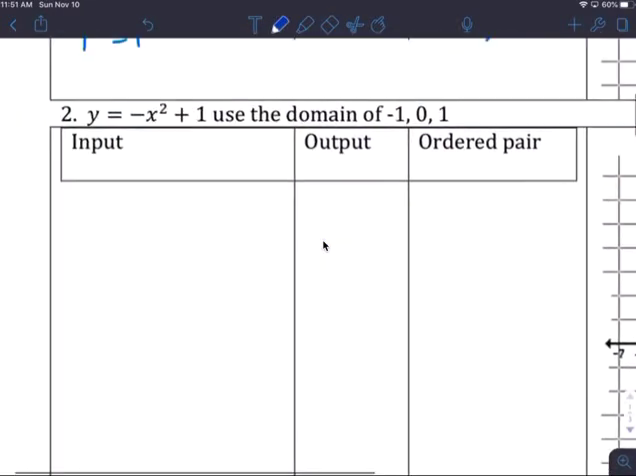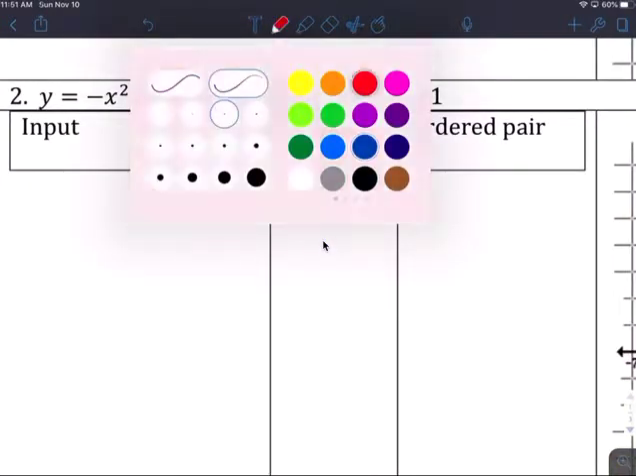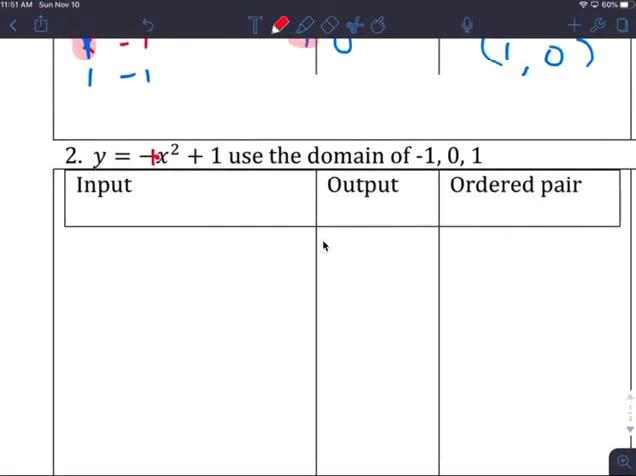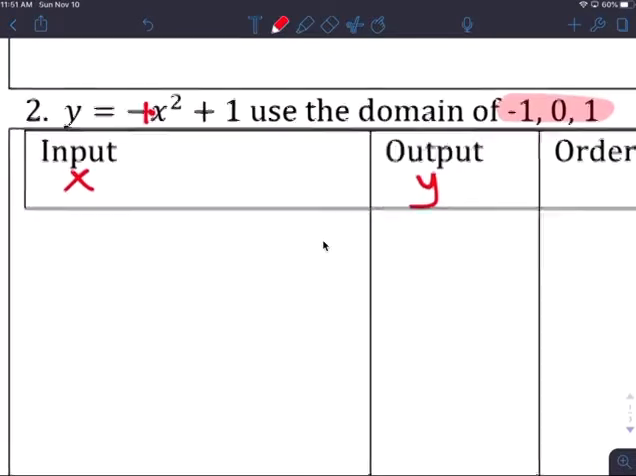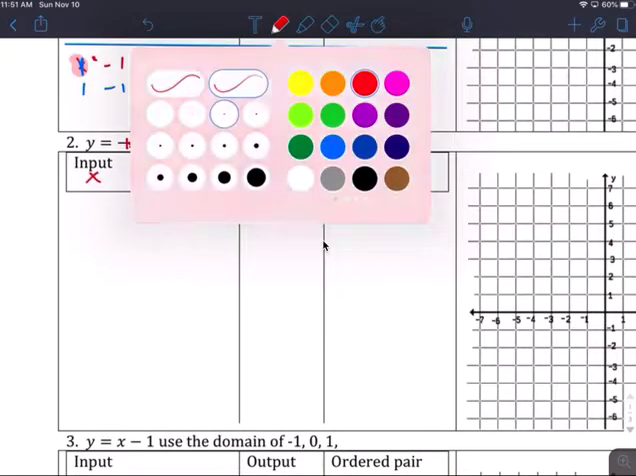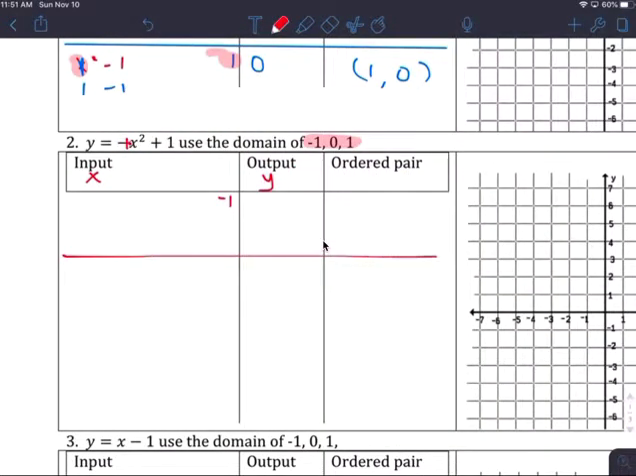Okay, here is the problem here. It is -1 times, okay? And use the domain of -1, 0, 1. The domain is the input. The range is your output, okay? Domain and range. All right, so you're going to use -1, one of them. The other one is 0, and the last one is 1.